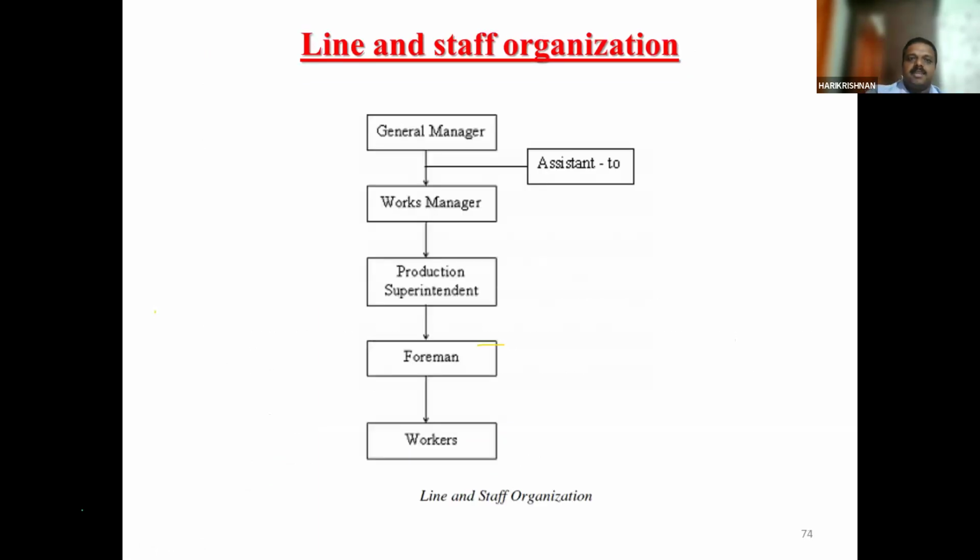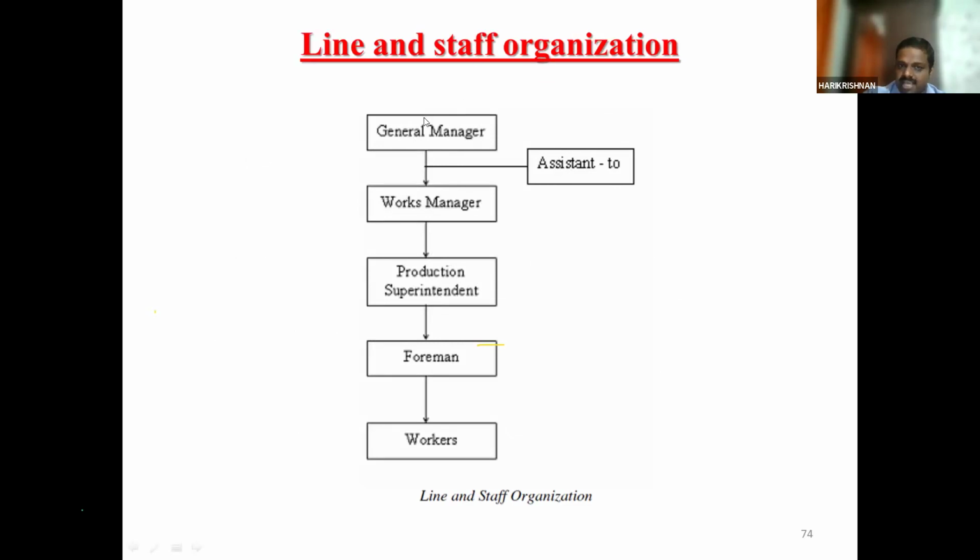For example, you see there is a general manager. Okay. There is a works manager. But this general manager will not have an idea about all the things in the company. So he will have an assistant. The assistants can be one or two depending upon the specialization. The assistant will be helping or giving input to the works manager. After that, the works manager will give input to the production superintendent, and the production superintendent will give input to the foreman and to the workers. This type of organization is line and staff organization.